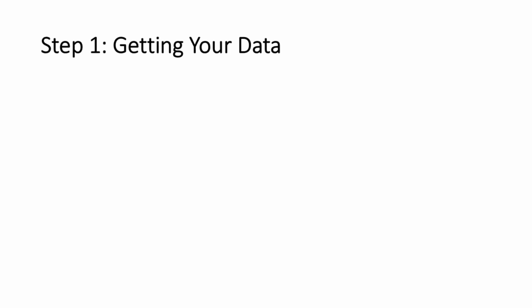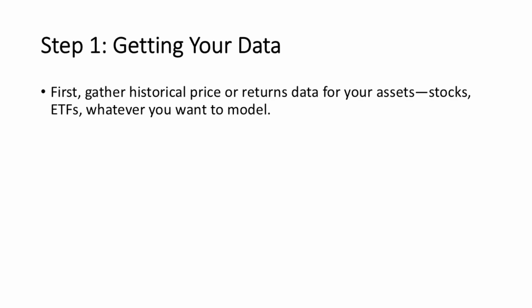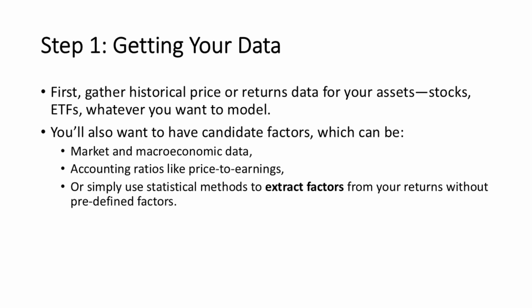So what are the steps? We'll go through 4 steps. The first step is getting your data. So first, gather historical price or return data for your assets, maybe stocks, ETFs, whatever you want to model. You also want to have candidate factors, which can be market and macroeconomic data, or it could be accounting ratios like price to earnings, or simply use statistical methods to extract factors from your returns without any predefined factors.